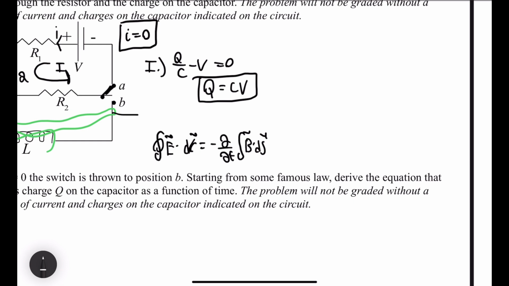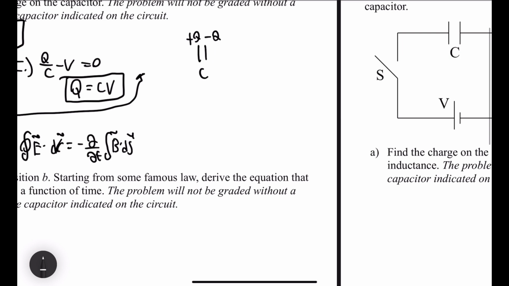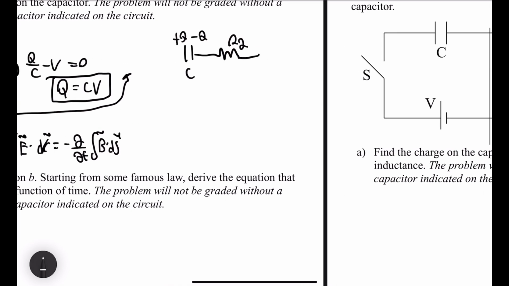And let me just redraw the circuit to see what's happening. So we have a capacitor, plus Q, minus Q. We have R2, and then we have the coil.